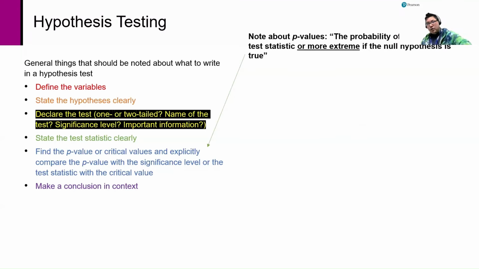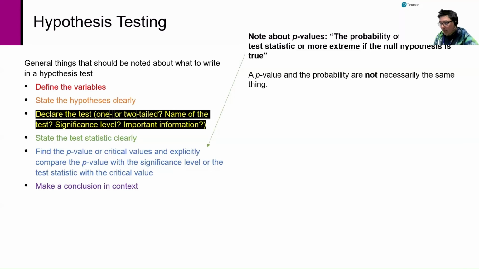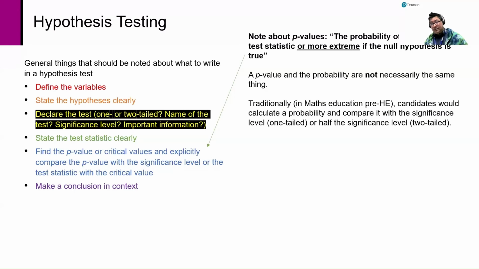Okay. Now, a note about p-values. P-values are a perfectly valid way of getting the marks. The definition of a p-value is the probability of observing the test statistic or more extreme if the null hypothesis is true. Now, the p-value and the probability are not necessarily the same thing. This has been corrected in the later version of the scheme of work, which will hopefully be released in a month or so. Traditionally, in maths education before higher education, candidates would calculate a probability and then compare it with either the significance level, if it was one-tailed, or half the significance level, if it is two-tailed.